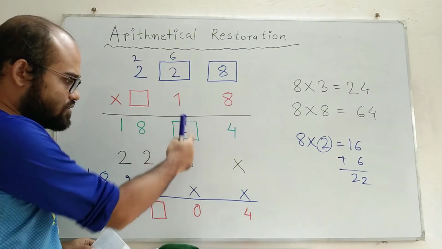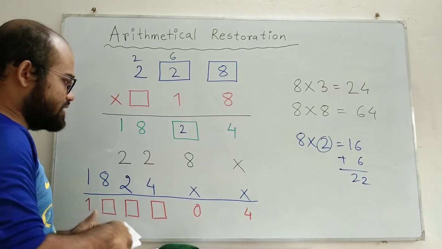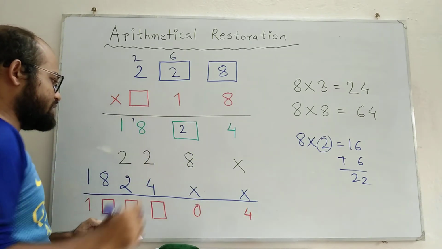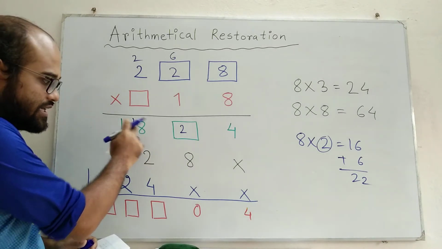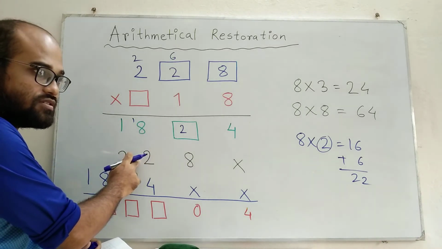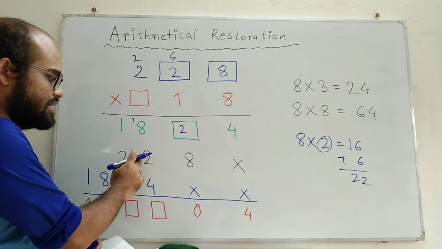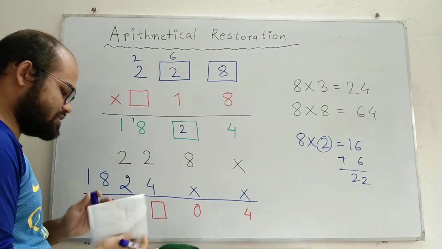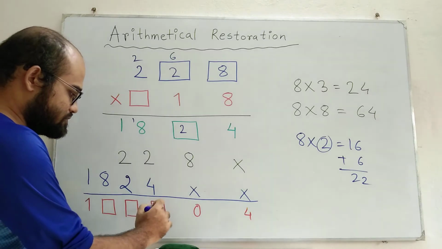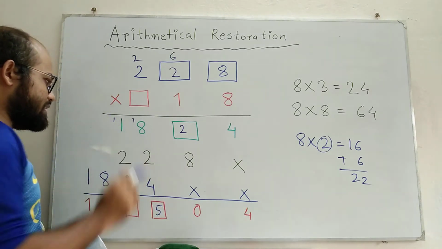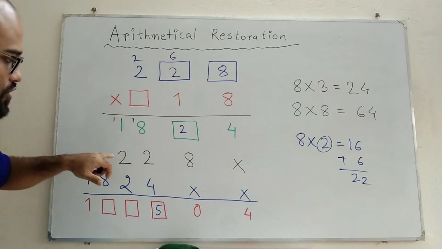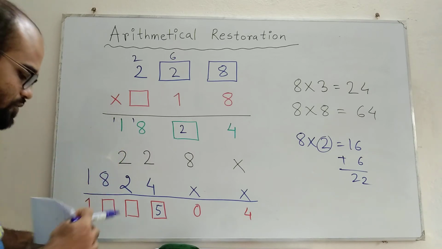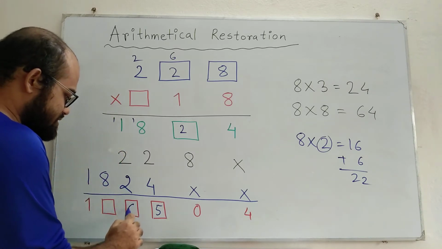8 plus 2, 10. There is a 0 here. I will carry 1 over to the head of 8. Now 8 plus 1 gives us how much? 9. 9 plus 2 gives us how much? 11. 11 plus 4 gives us how much? 15. After that I carry 1 over to the head of 1. 1 plus 1 gives me 2. 2 plus 2 gives me 4. 4 plus 2 gives me 6.